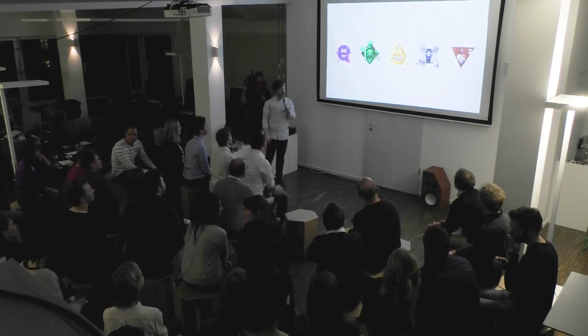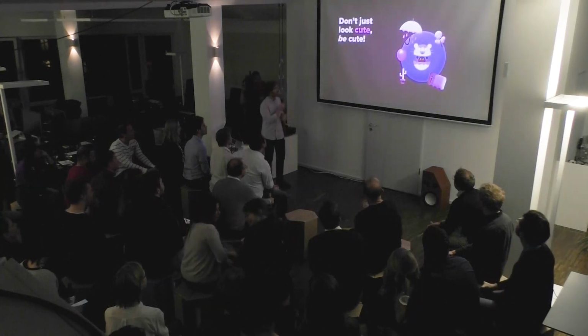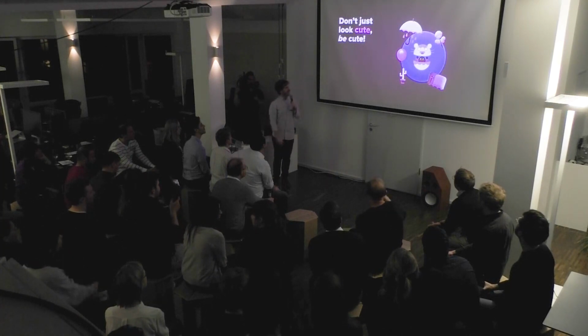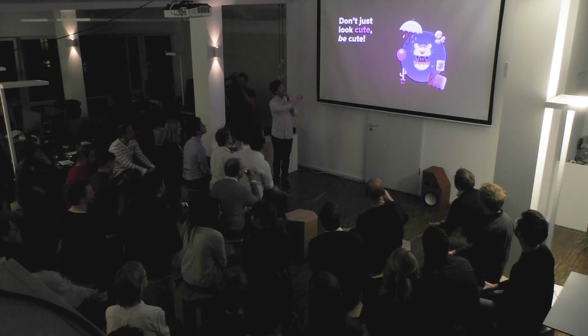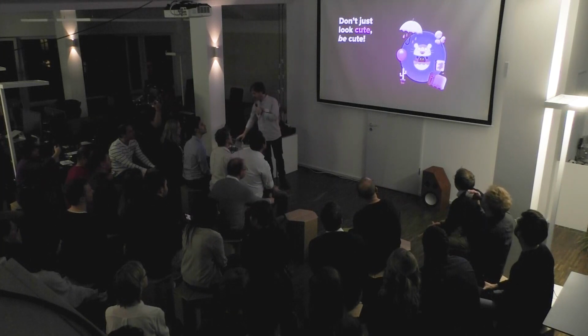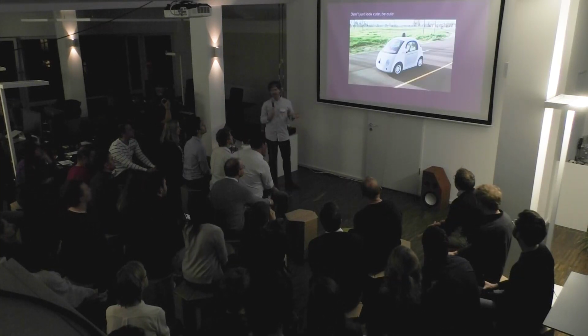Okay, so let's take a look at those. And the first one is kind of an obvious one. Don't just look cute, be cute. So cuteness is kind of a topic. And as you can see, it's about looking nice on the outside, but you don't know what's on the inside. So the most obvious one, I guess, is that you don't want to look threatening.